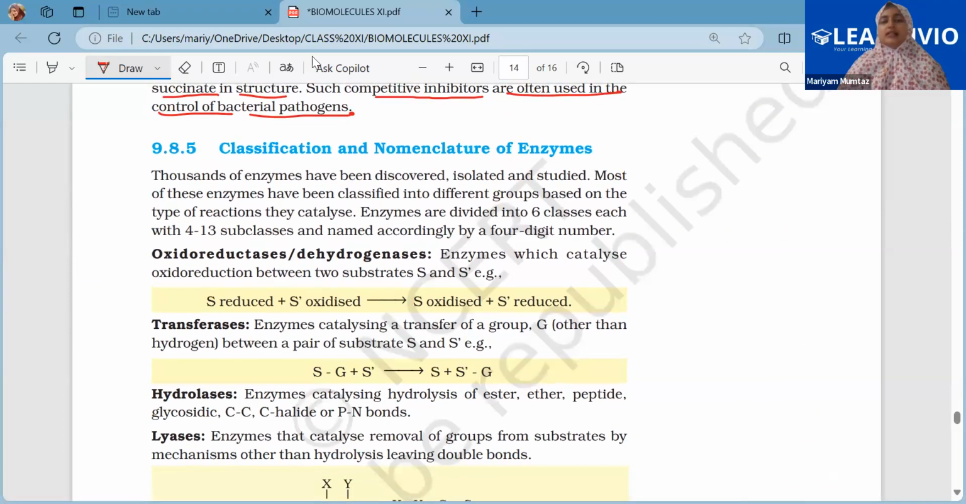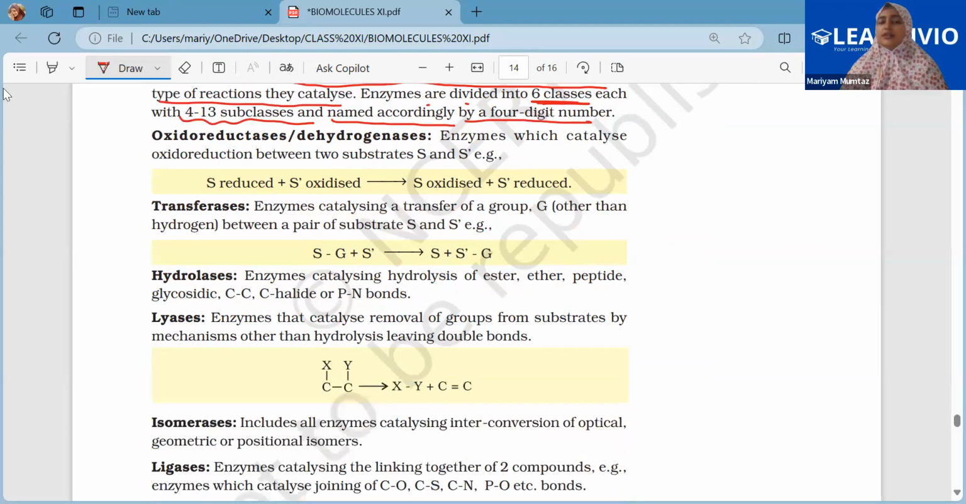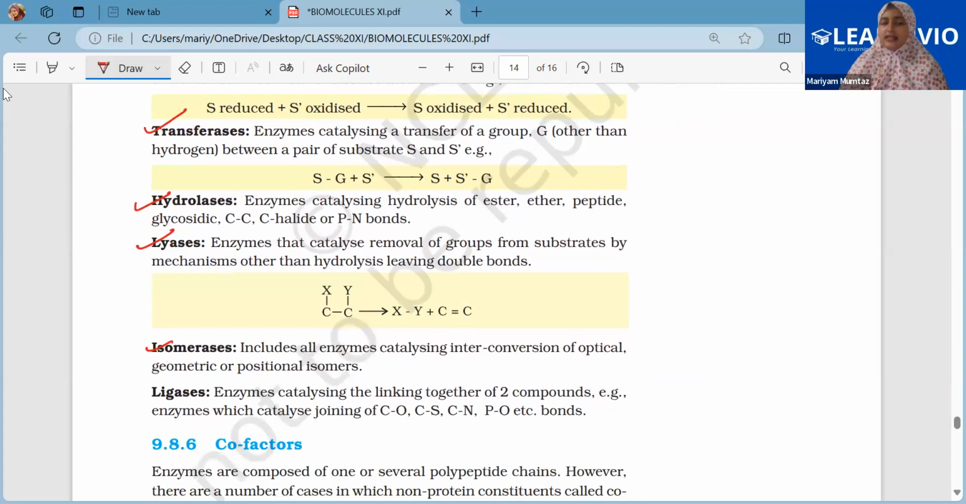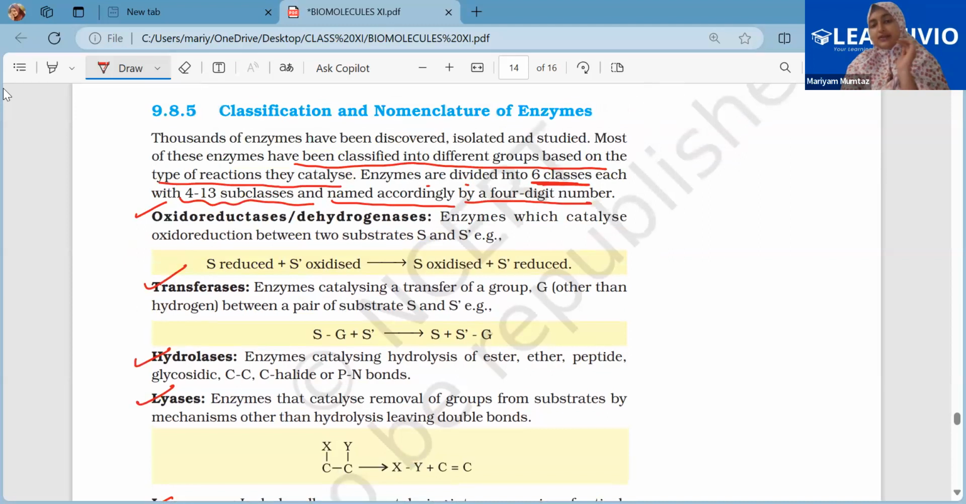All right, now talking about the classification and nomenclature of enzymes. Thousands of enzymes have been discovered, isolated, and studied. Most of these enzymes have been classified into different groups based on the type of reactions they catalyze. Enzymes are divided into 6 classes, each with 4 to 13 subclasses, and named accordingly by a 4-digit number. So what are the classes of enzyme? There are oxidoreductases or dehydrogenases, transferases, hydrolases, lyases, isomerases, and ligases. You must remember the class of the enzyme.